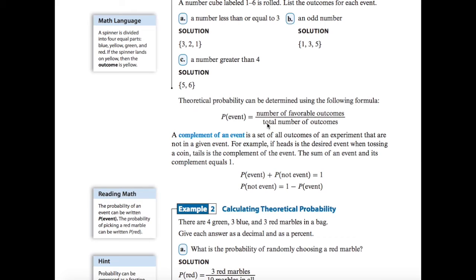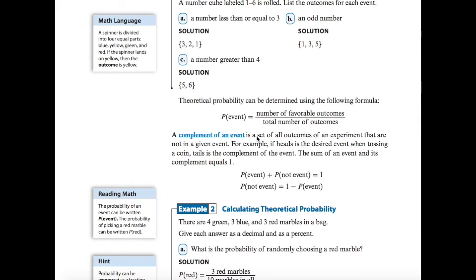Here's our definition for theoretical probability. It's the determining of the probability of an event based on the number of favorable outcomes over the total number of outcomes. Now, you're going to see this taken to the next level of understanding in the form of what would be a complement of an event. If you're trying to calculate one favorable outcome, that means at the same time there's something that's not happening as there is something that is happening.